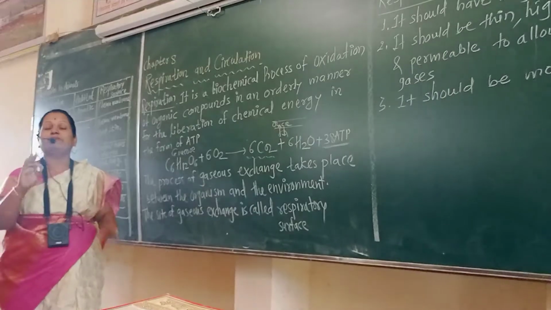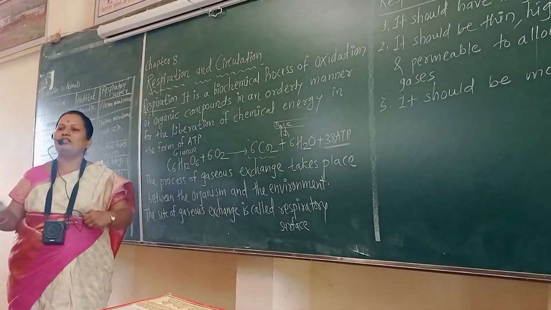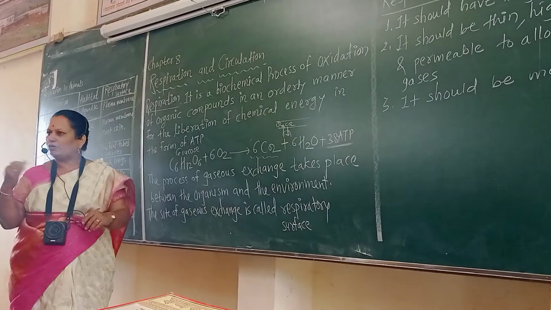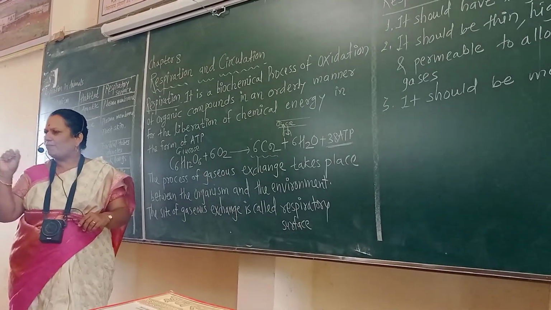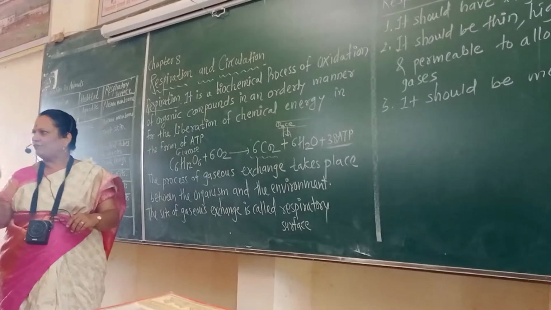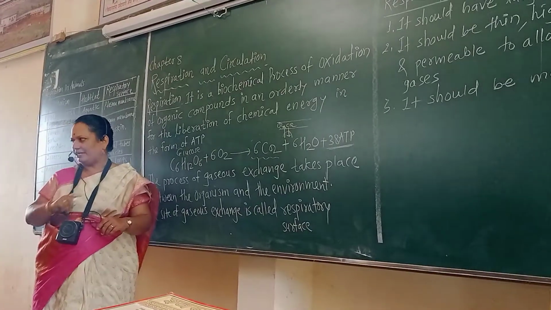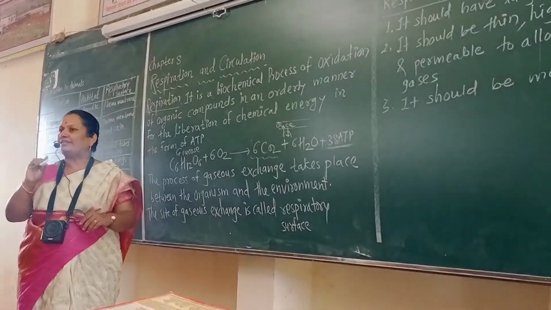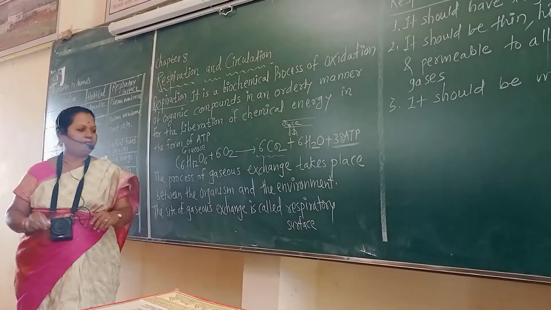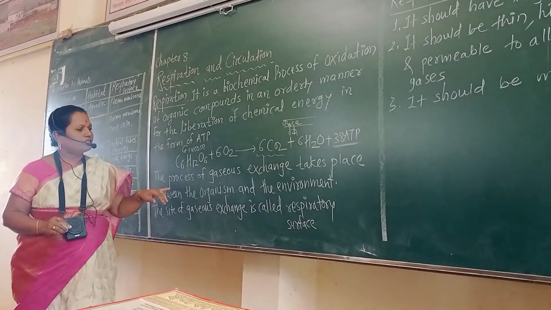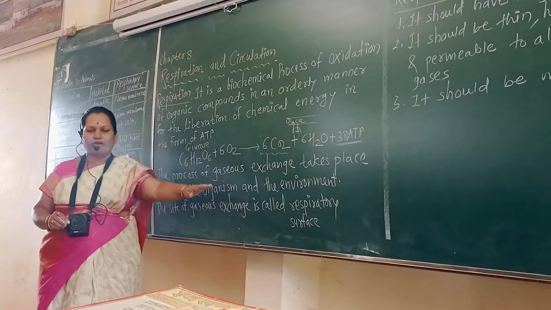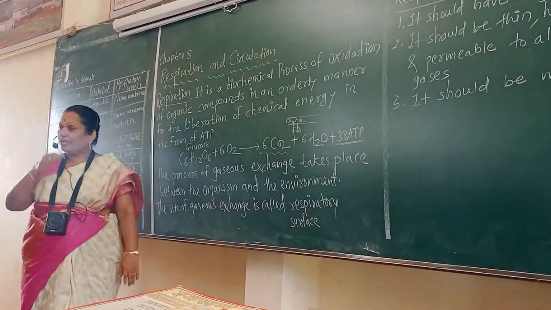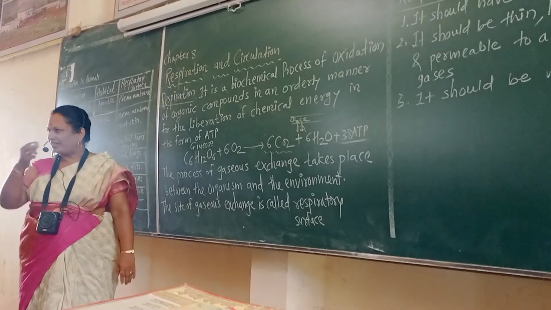That energy is used by the cell to carry out all the cellular activities for growth and division, and each and every organ of our body performs its function with the help of that energy, that is ATP. Therefore, ATP is also called the energy currency of the cell. The process of exchange takes place between the organism and the environment, in each and every living organism.